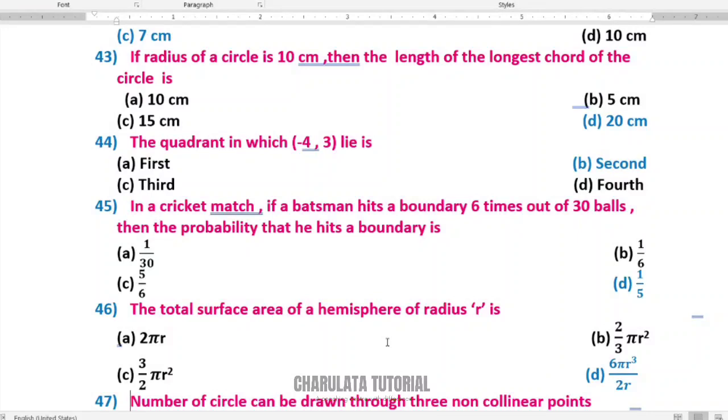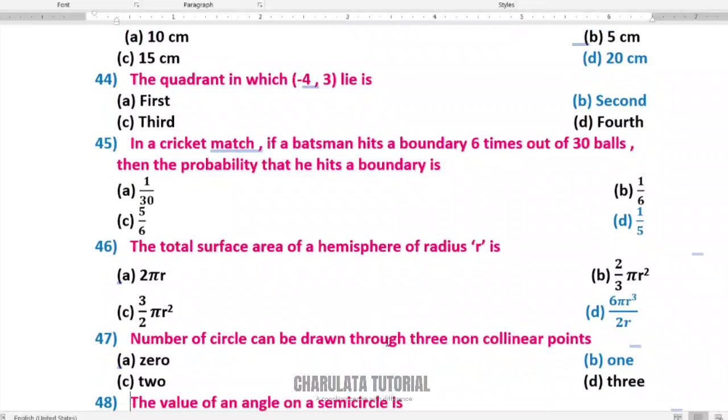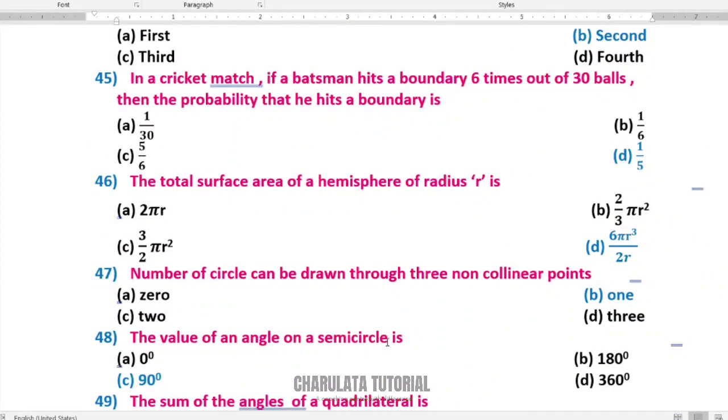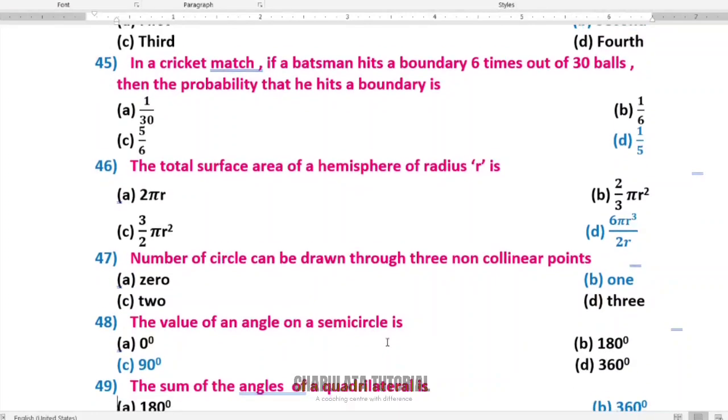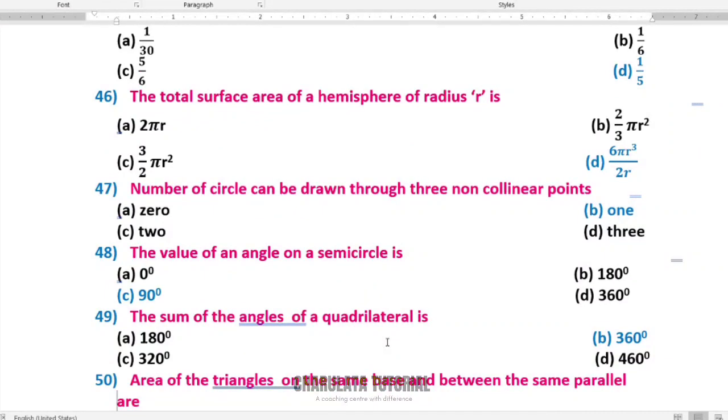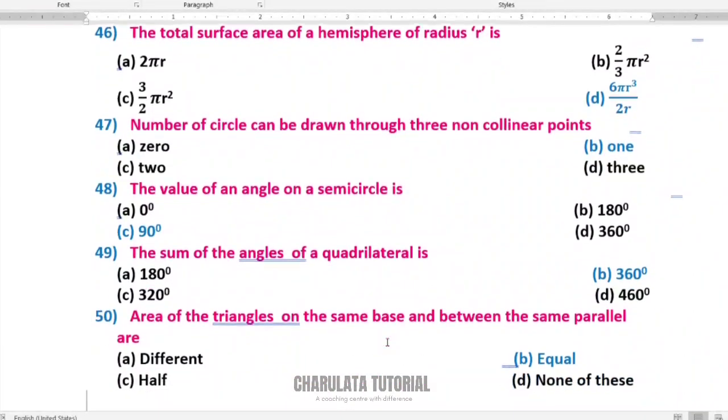In a cricket match, if a batsman hits a boundary 6 times out of 30 balls, then the probability that he hits a boundary is, probability is 6 by 30, that is 1 by 5. The total surface area of a hemisphere of radius r is. We know that total surface area equal to 3 pi r square, that is option is D. Number of circle can be drawn through 3 non-collinear points is. We can draw a circle through 3 non-collinear points, that is option is 1.